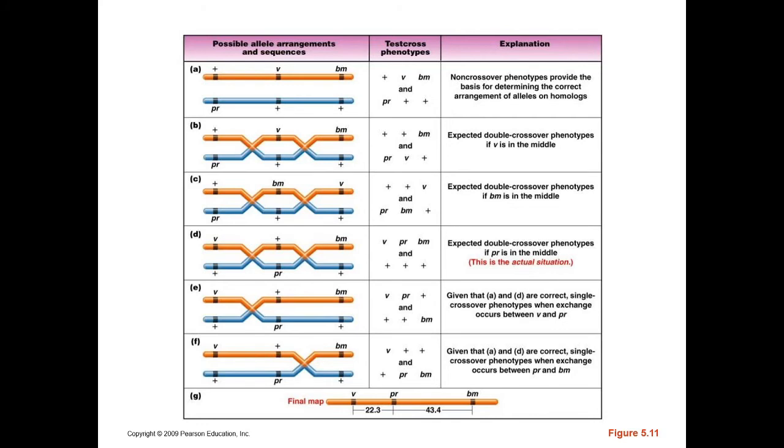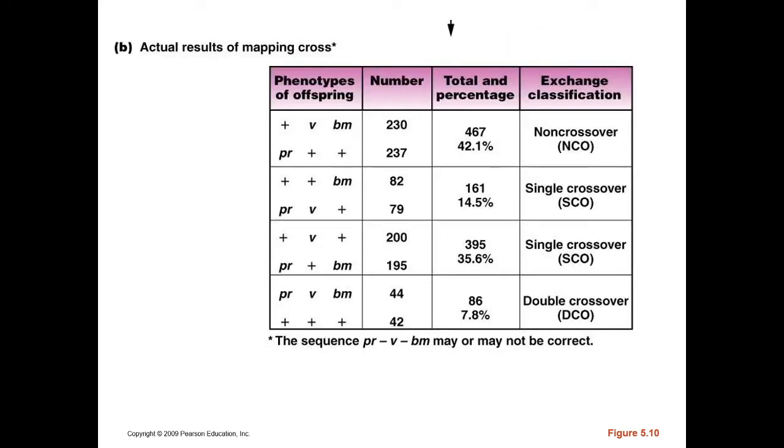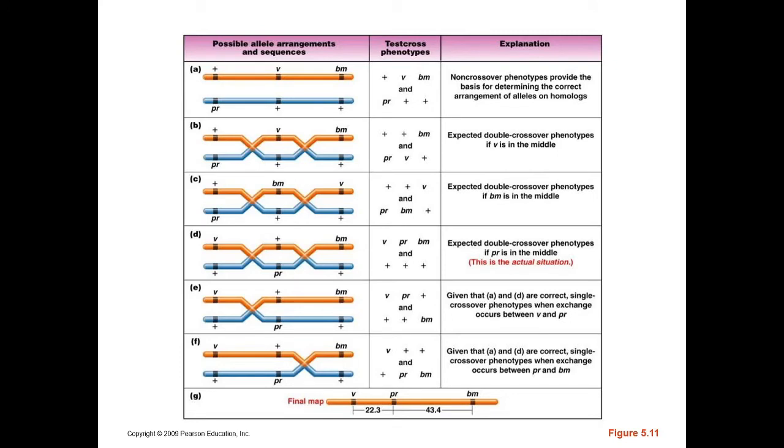But if you look at the table, what is the one that's left behind? So you can see plus VBM, PR plus plus. These are the original. So which one has moved to the other side? It's just PR. The V and BM, they remain. So meaning that the actual middle is PR. So that's the double crossover situation. V, PR, BM. So the final map is 22.3 between V and PR and 43.4 between PR and BM.